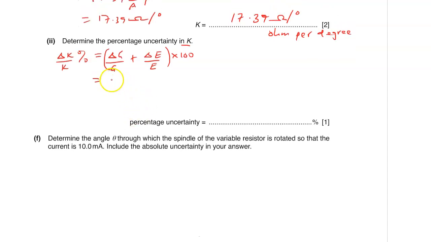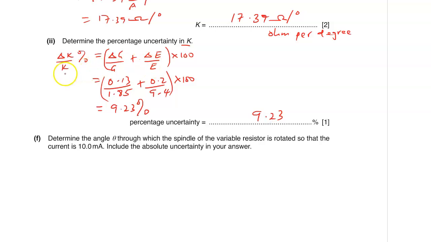So 0.13 over 1.85 plus 0.2 upon 9.4, times 100. This gives us 9.23%. So the percentage uncertainty is 9.23% for K.